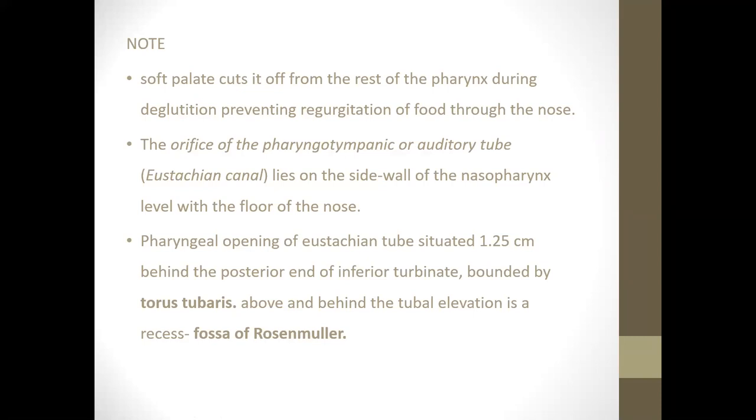The ostium of the pharyngotympanic or the eustachian tube lies on the side, level with the floor of the nose. The eustachian tube opening is situated 1.25 centimeters behind the posterior end of the inferior turbinate and is bordered superiorly by an elevation, and that elevation is called the torus tubarius. So the torus tubarius is what we find above the hole where the eustachian tube opens.